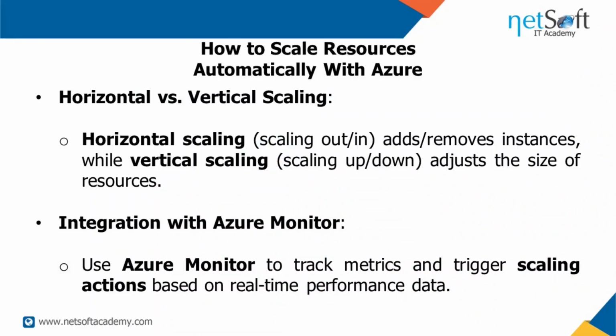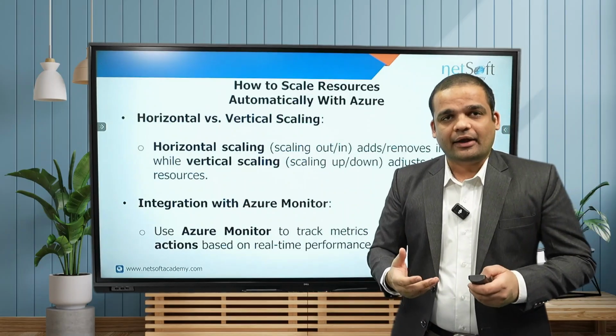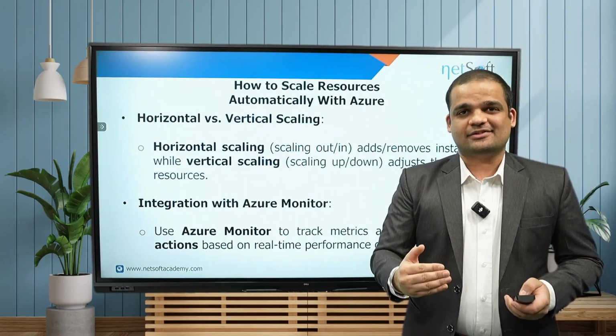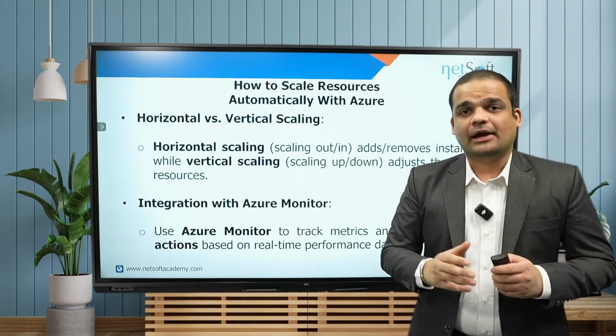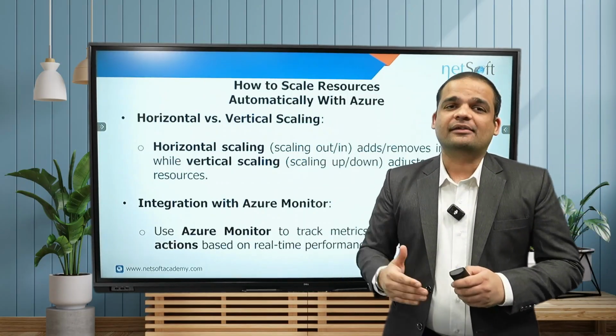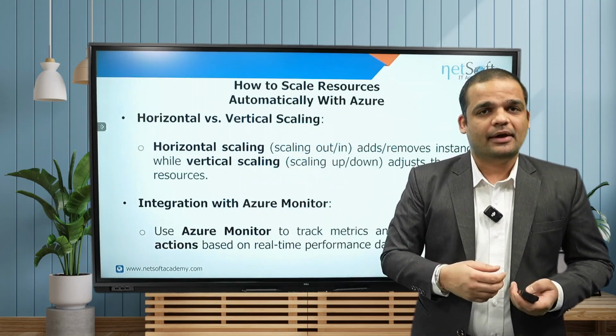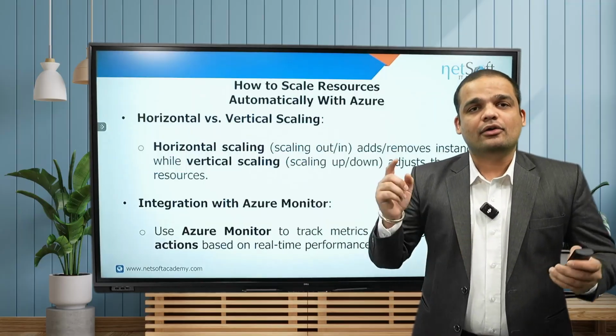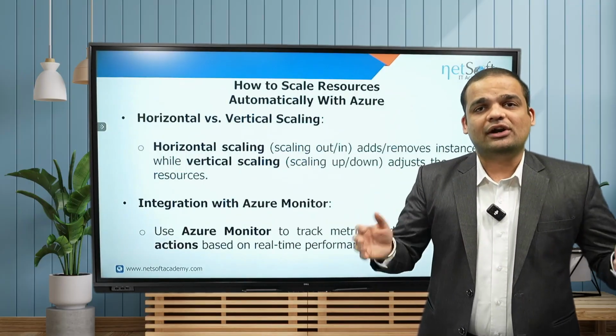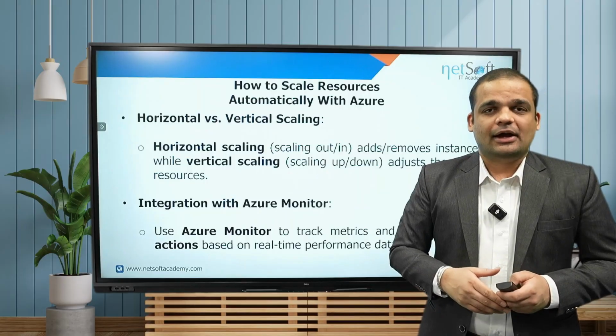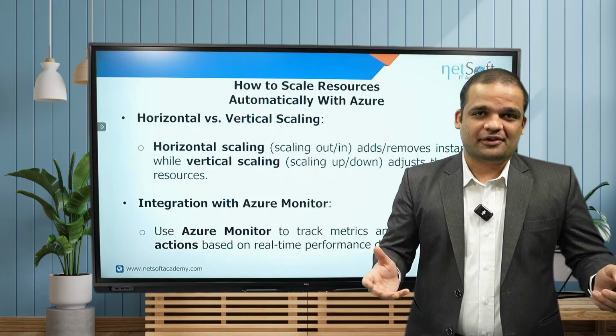Horizontal versus vertical scaling. The concept is super simple. Let's first talk about horizontal scaling, that is scale out, scale in. This method involves adding or removing instances of your resource. For example, scaling out means adding more machines or VMs to meet your demand. And scaling in means removing unnecessary machines to reduce the cost. This will be done according to your rules and some triggers.